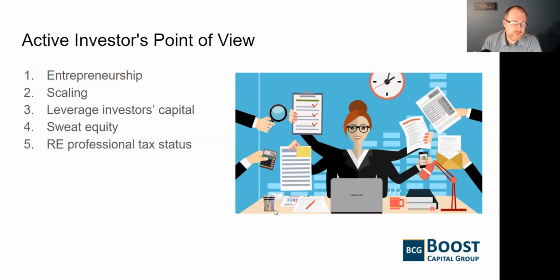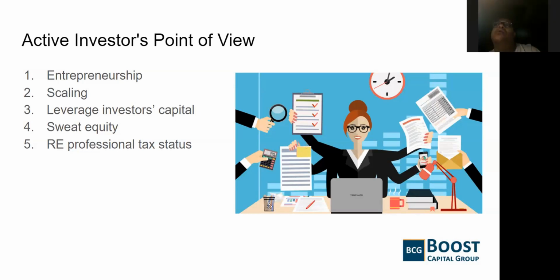Finally, here, I think that's something maybe not necessarily known, but by being active, they're going to have the real estate professional tax status, meaning that any passive loss on a deal where they would be passive and not active, would be counted against active income. There are some scenarios where it's very interesting to have that tax status. You can write off a lot of your income that way.